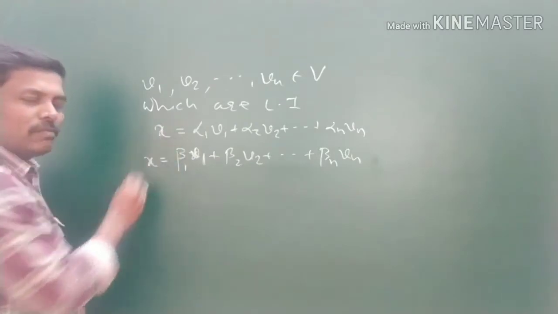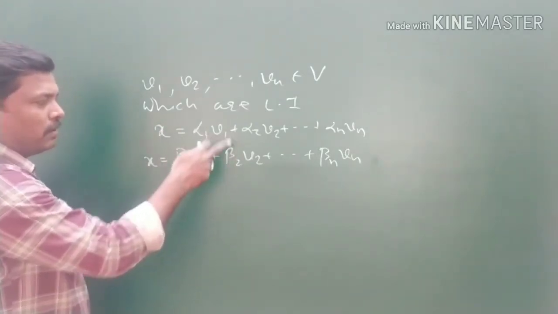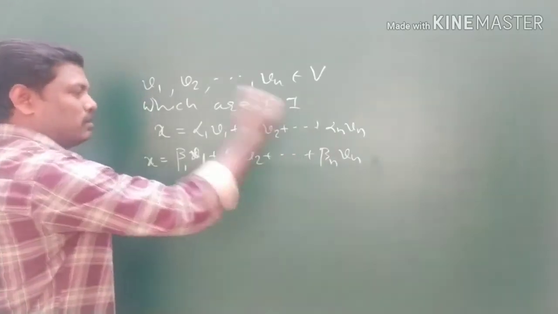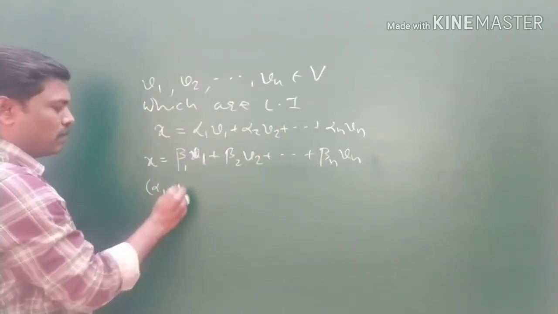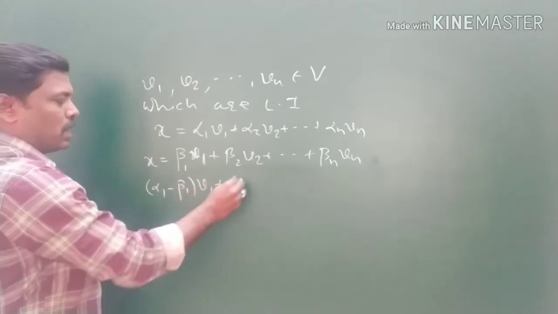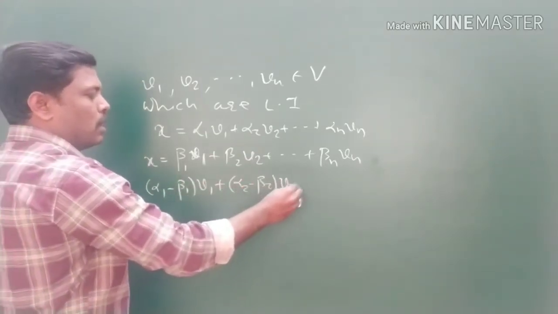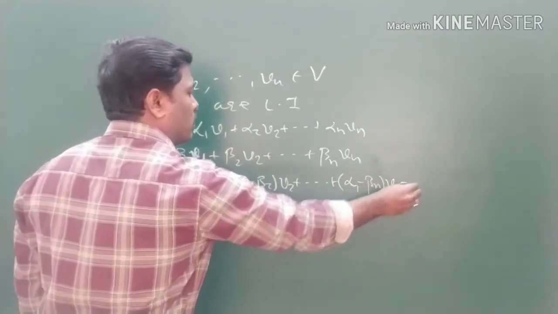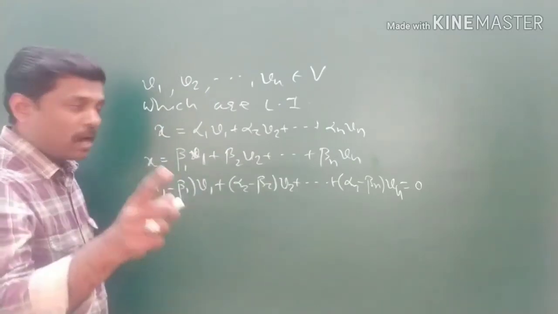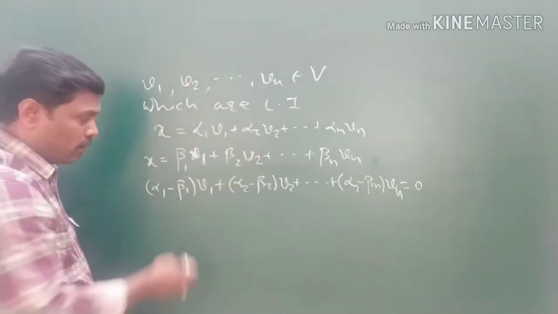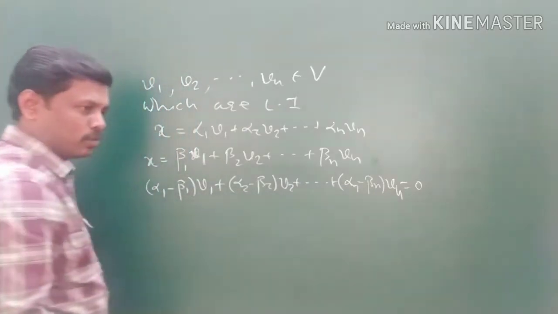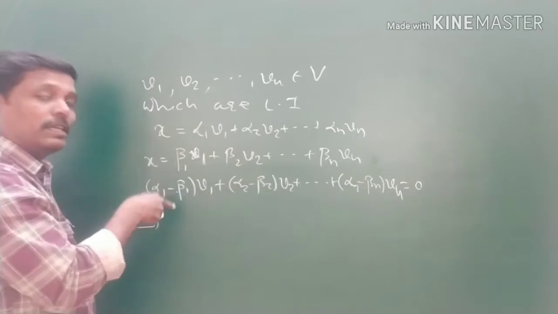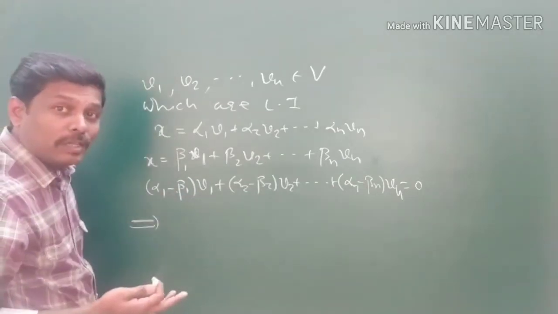Now both are equal, therefore we can equate the left side of these expressions, and if you transfer all the terms to this side, you will get (alpha 1 minus beta 1) v1 plus (alpha 2 minus beta 2) v2 plus up to (alpha n minus beta n) vn is equal to 0. And keep in mind, these vectors are linearly independent. This is a linear combination equal to 0. This implies that all the scalars involved in this linear combination are all equal to 0.